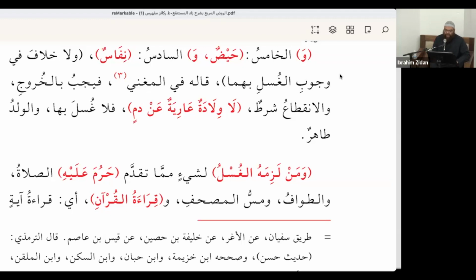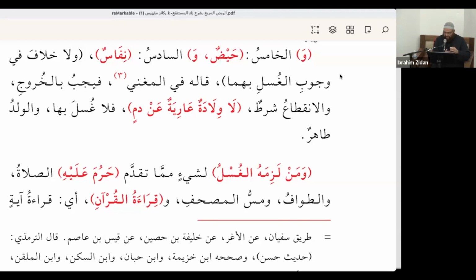لا ولادة عارية عن دم. So now we learned the way that the mutun and the words of the fuqaha, especially here, when he says لا, that means after mentioning the mas'ala, then give you an exception here. Not wilada. Wilada is birth. عارية عن دم. عارية عن. That means it does not have any blood.